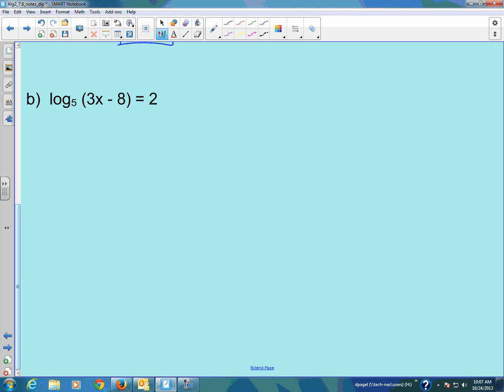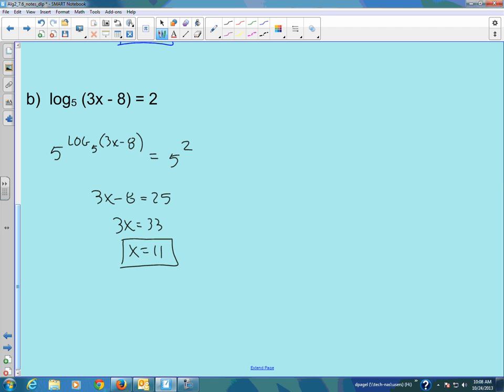All right, let's try it on this. I see a base 5, so I'm going to make this become log base 5 of 3x minus 8 as a power of an exponential base of 5. And I'll have 5 squared on the right-hand side. So that means 3x minus 8 is equal to 25, so 3x is equal to 33, and x would equal 11.